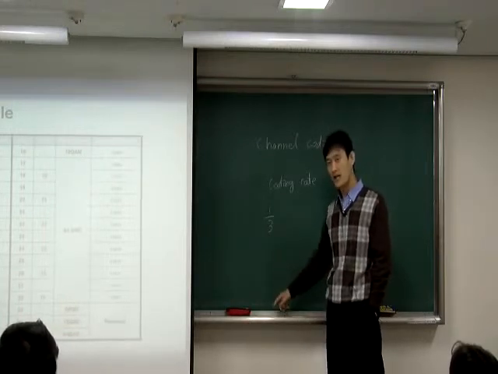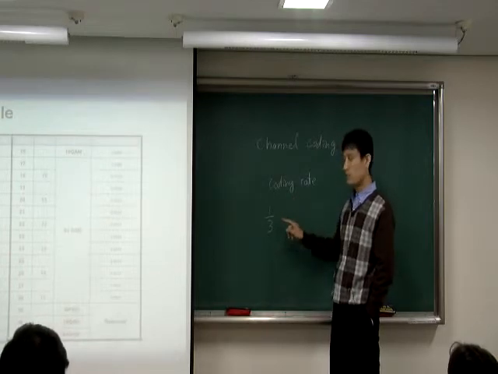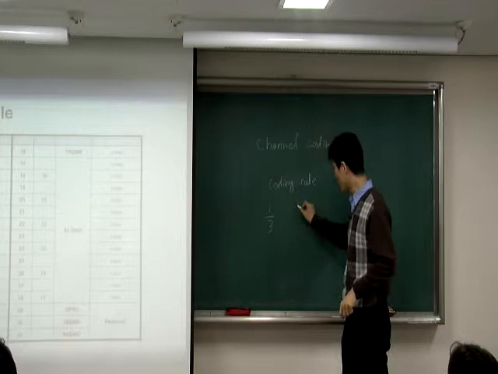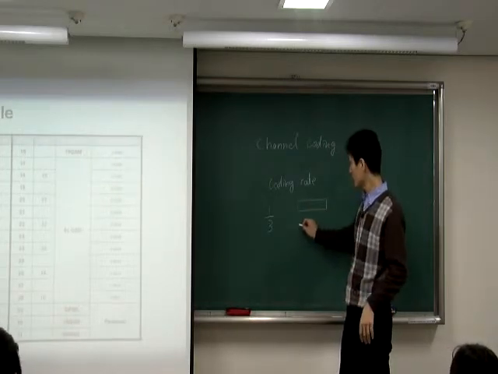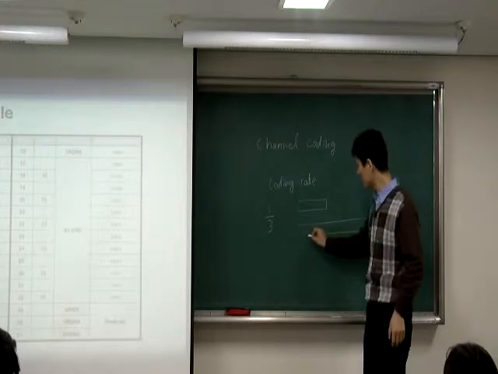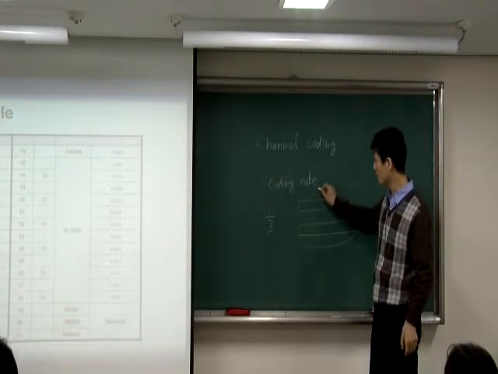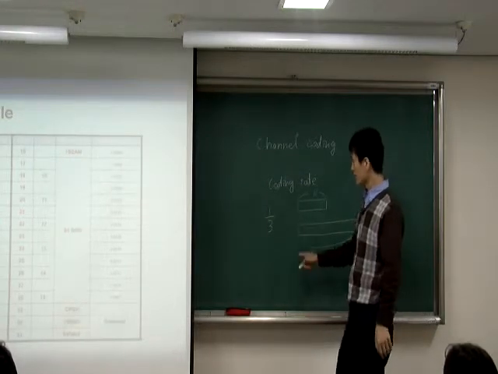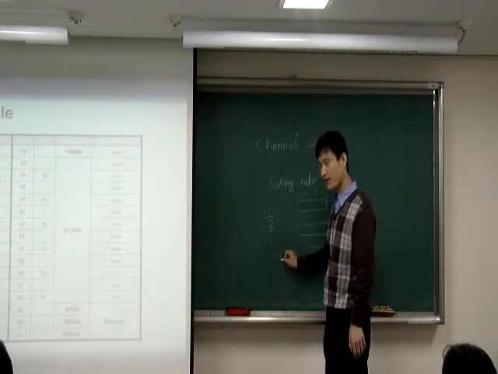Okay, coding rate cannot be higher than 1. Sometimes the coding rate is 1/3. That basically means that you have the original information like this, and after encoding, the size is going to be 3 times the original one. That's 1/3.